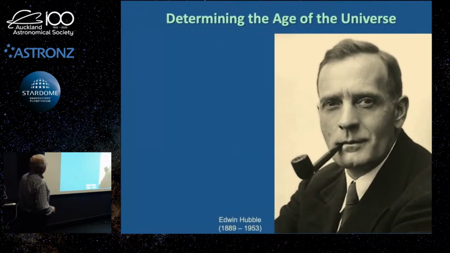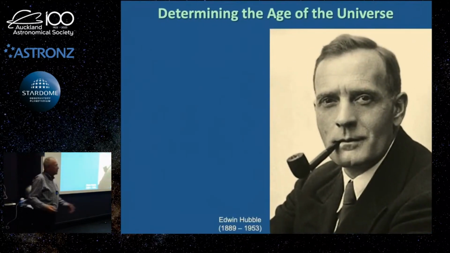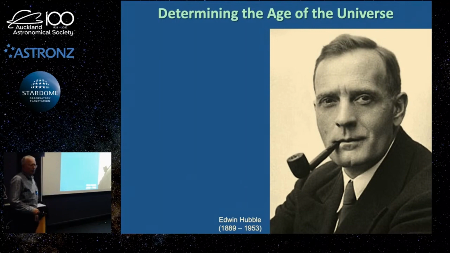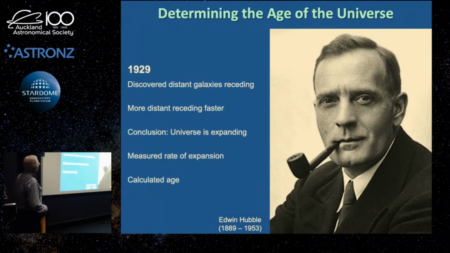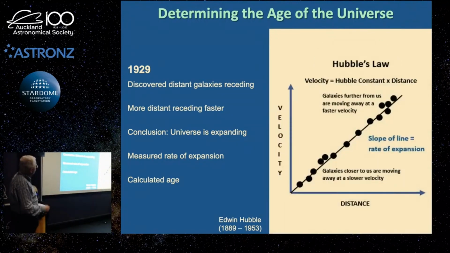And it was our friend again, Edwin Hubble from the Hubble Space Telescope fame, who was able to determine that the universe was expanding and the age of the universe. So it was 1929 that he discovered that distant galaxies, way in the distance, are all receding away from us. And the more distant galaxies were receding faster than the closer galaxies. And there's only one conclusion to make from there. The universe is expanding. And he was able from there to measure the rate of the expansion.